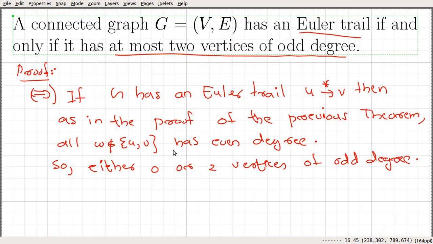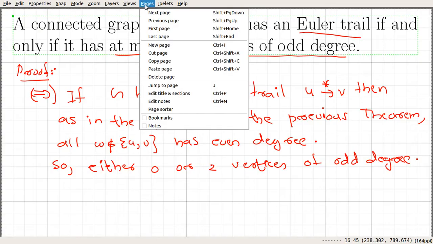By the way, we can exclude the other case, exactly 1 vertex of odd degree, because a graph with exactly one vertex of odd degree would contradict the handshaking lemma. The handshaking lemma says that in any graph we have an even number of vertices of odd degree. So that's the proof for this direction: if a connected graph has an Euler trail, then it has at most 2 vertices of odd degree. Let's go and prove the other direction.